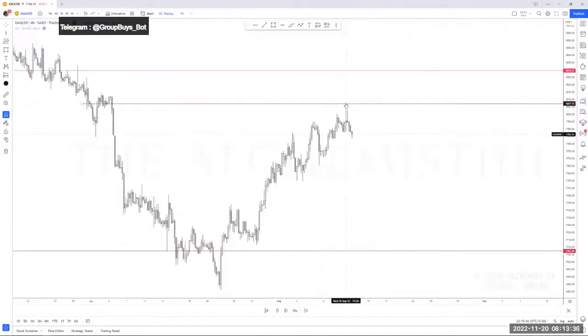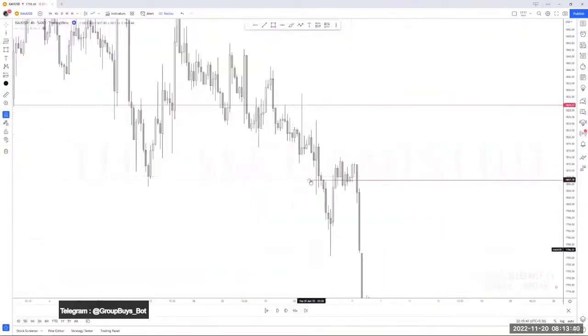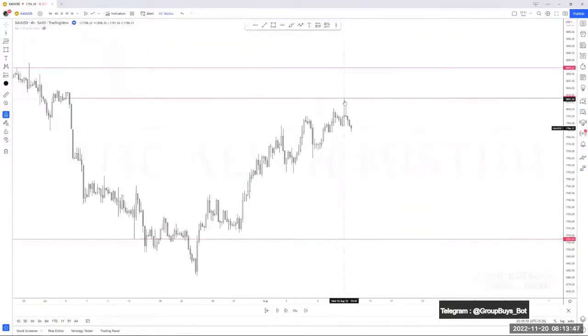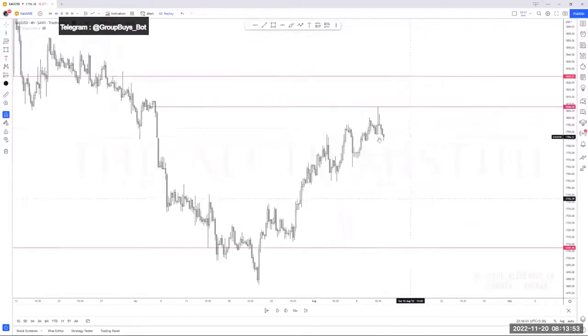So I got the high risk entry from right here. I refined this monthly point of interest into this open close level on the 4 hour. You can see what happened. Tapped, boom, right away. Look at that. Bullseye. 250 pips right away. Breakout structure.